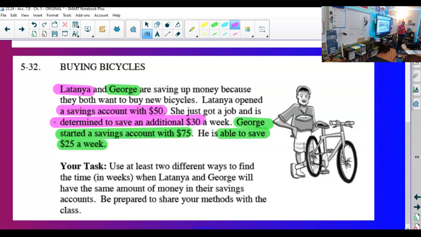Now, the one thing we do have to agree upon is them being able to save $25 a week and $30 a week. They started at the same time. For this to make sense and for us to be able to align things, they started at the same time. So you and your partner, that's your task. Write a rule for each of them, and then figure out when their savings will be equal.